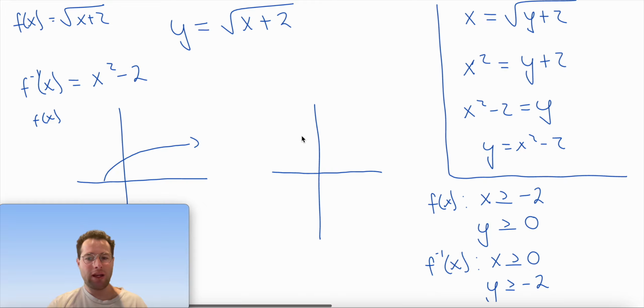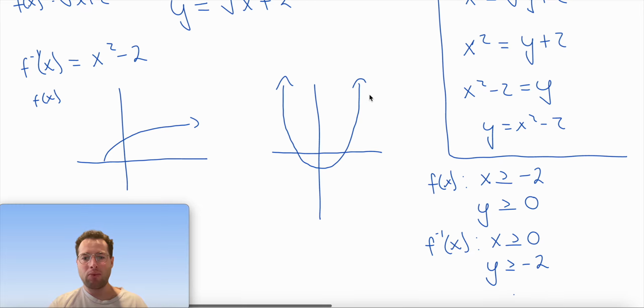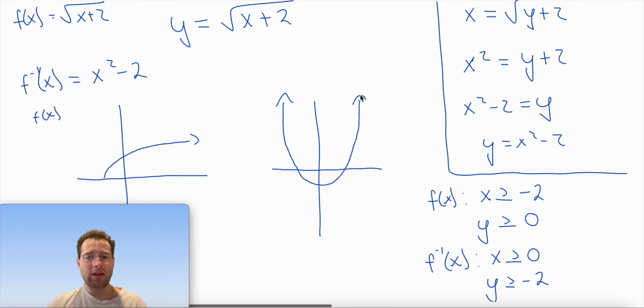So without the modification on the domain, the inverse would look something like this, right? We would have both of these branches here. But because we restricted the domain on the inverse function due to the range restriction on the original function, we're going to take that into account when drawing this out. So the inverse function will actually look something like, our x values are only positive, so it's going to look something like so. And that will be f inverse of x.